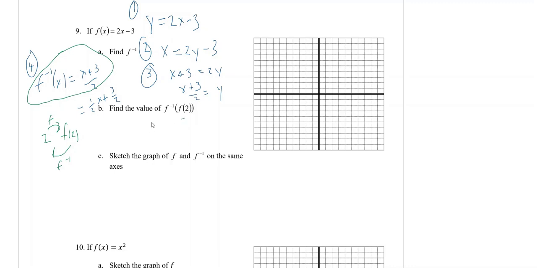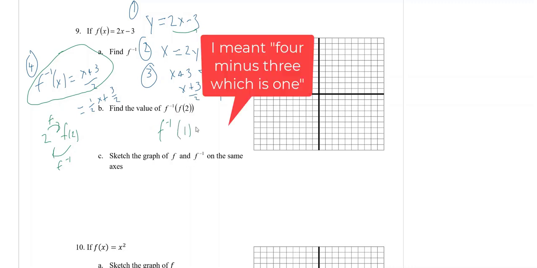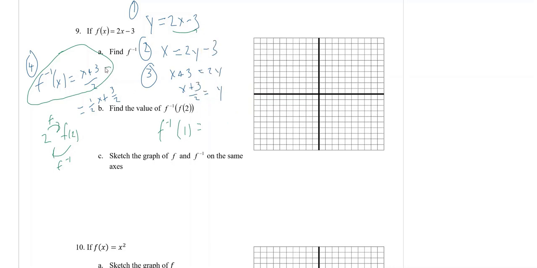So we'll start with f of 2. F of 2 means I plug 2 into here. That gives me 4 minus 1, which is 1. And now I plug 1 into the function I just found, f inverse, over here. That gives me 1 plus 3 over 2, which is 2, just as we said it had to be.